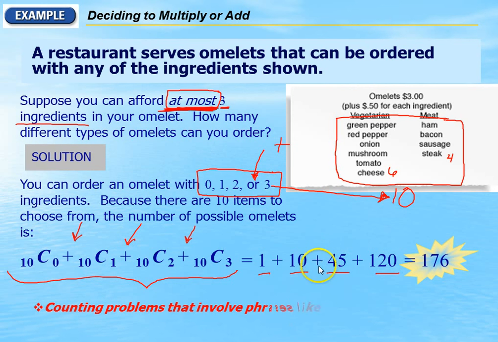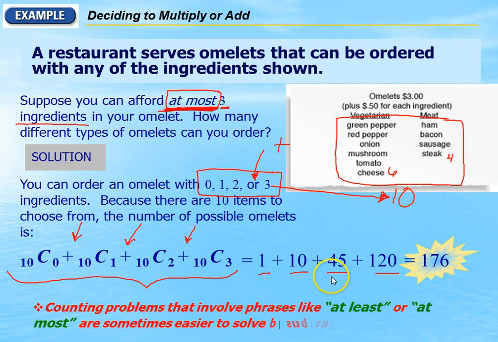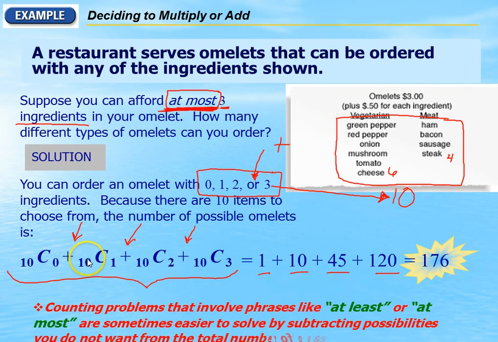Now, sometimes with counting problems that involve phrases like at most or at least, they're sometimes easier to solve by subtracting, okay? What I'm saying for this is in this question, we took these and added them together. Sometimes it's easier if there's only one option that's not true. Instead of adding all the ones that are, just subtract the one that's not. Okay, so you can go either direction on this. You can add all the ones that are or subtract one that's not. Okay, so just kind of keep that in your brain as you're going through. You can go either direction.